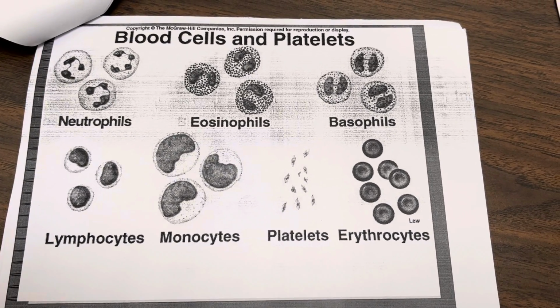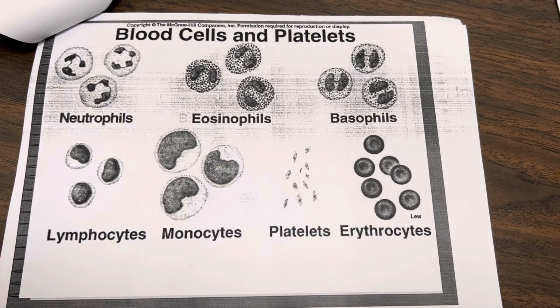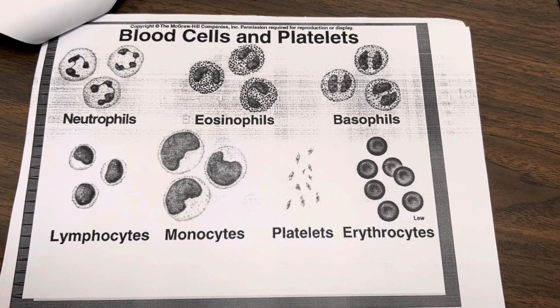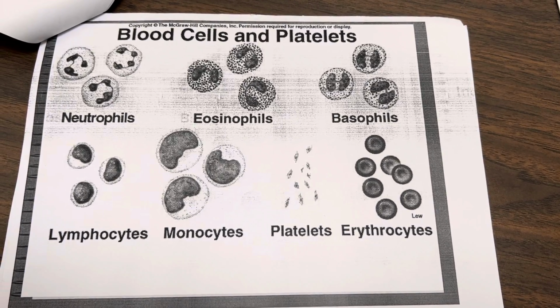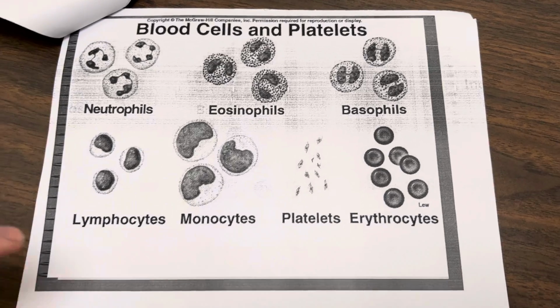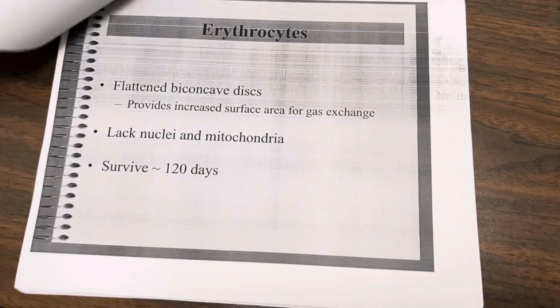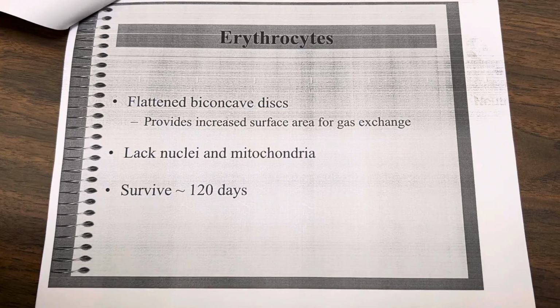Neutrophil, eosinophil, basophil, lymphocytes, monocytes, platelets, and erythrocytes. So platelets are broken up cells. That's what they look like.